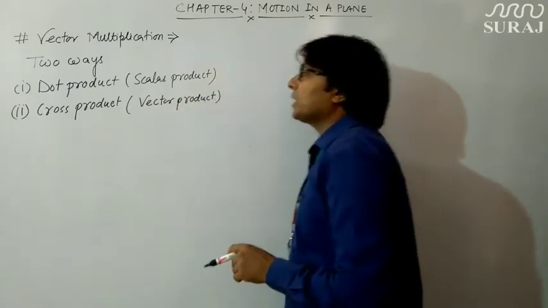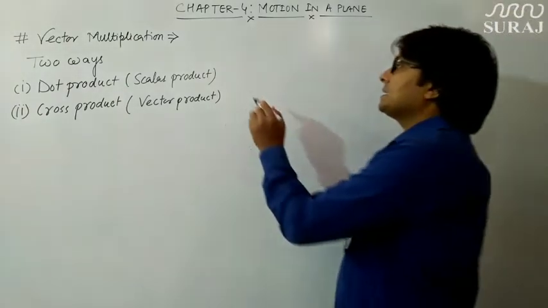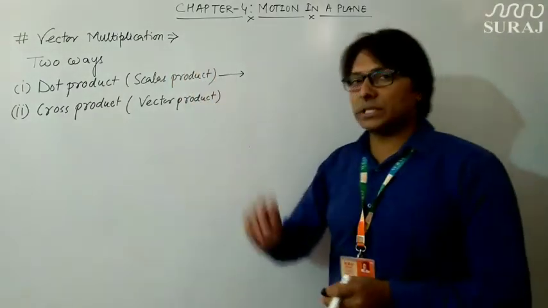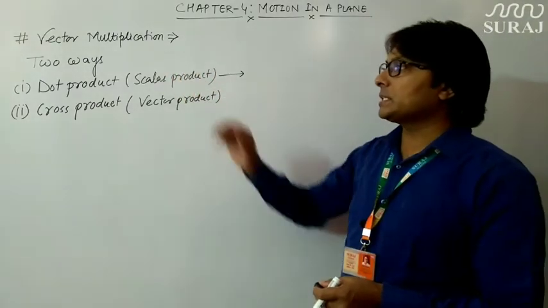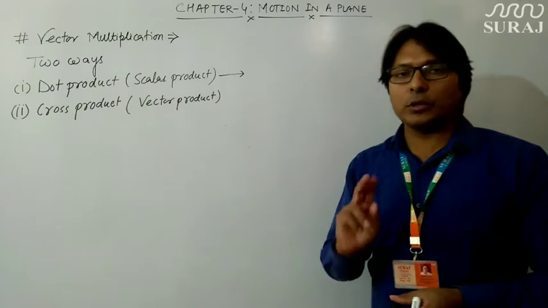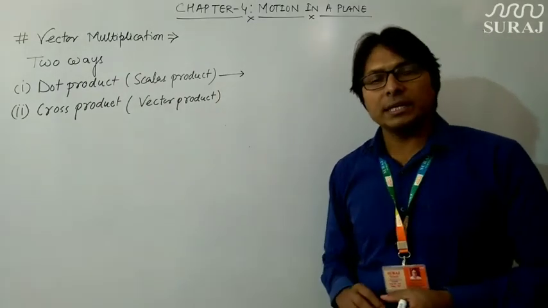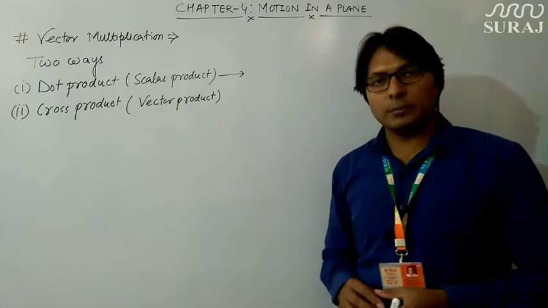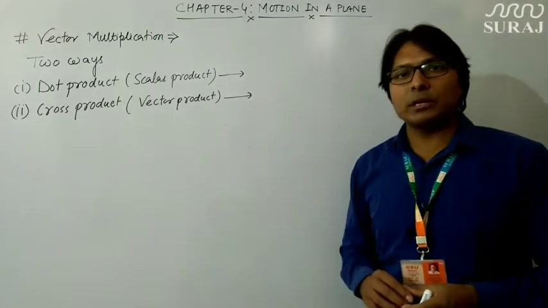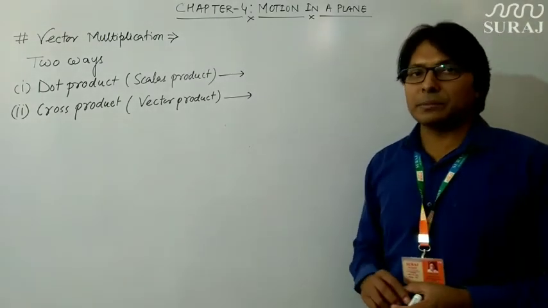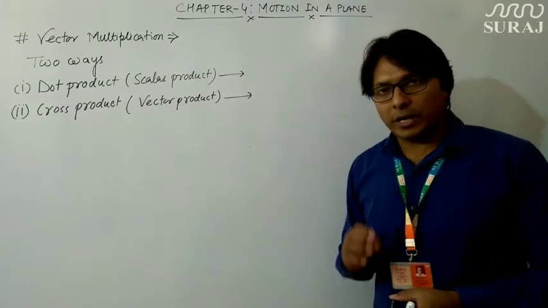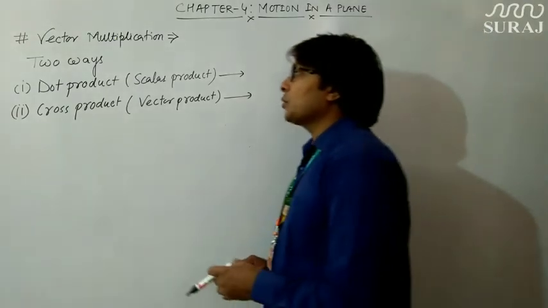Why is dot product known as scalar product? Because the resultant of the dot product of two given vectors is a scalar quantity. And the resultant of the cross product of two given vectors is always a vector quantity. That's why it is also known as vector product. We will discuss it later in detail when we solve numerical problems, but for the time being you must remember that dot product is also known as scalar product and cross product is also known as vector product.